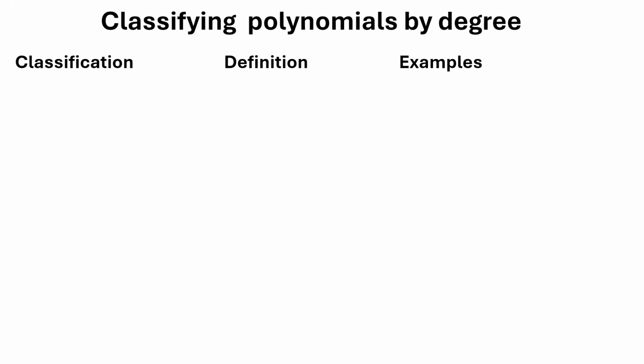In this lesson, you will learn how to classify polynomials by degree. Remember, the degree is the highest exponent on the variable. A polynomial of degree 0 is called a constant polynomial. 8 and -5 are examples of constant polynomials.